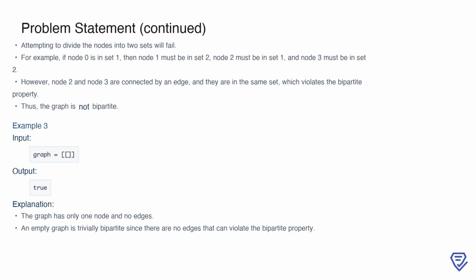Let's also examine a third example, a graph represented as [[]]. Here, the output is true because the graph contains only one node and no edges. Without any edges, there are no conflicts that would violate the bipartite condition, making this graph trivially bipartite.